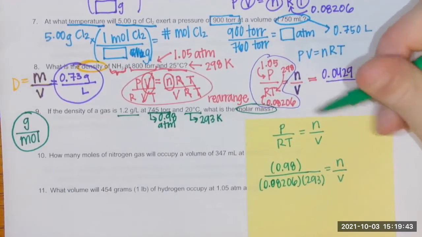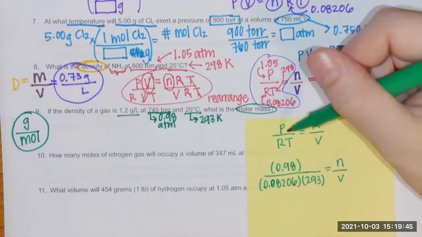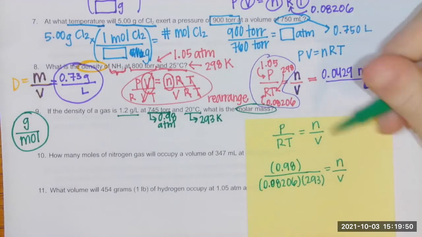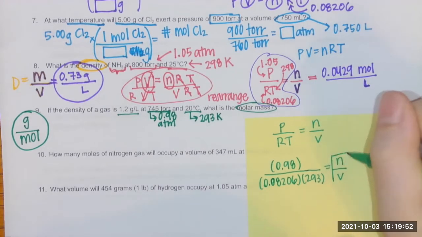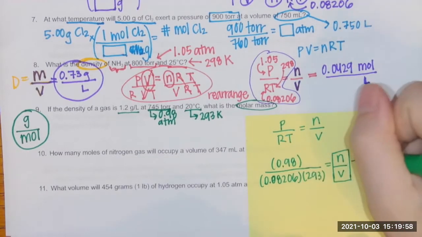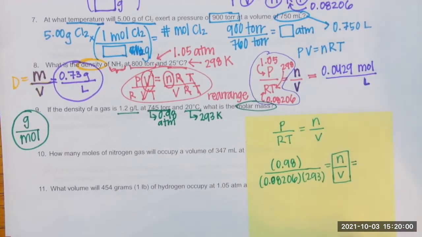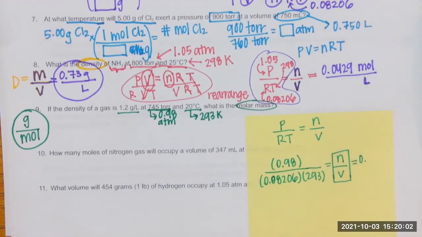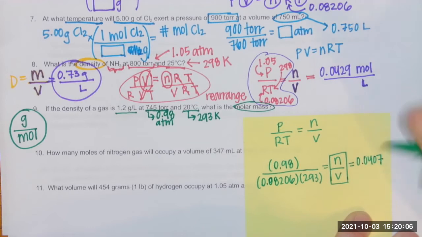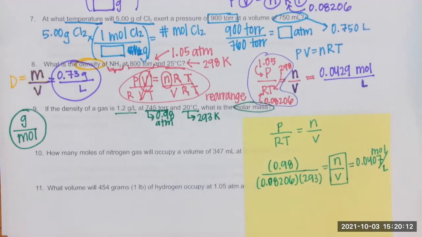My dog was barking. So I plugged in pressure, R, temperature. I'm solving for this ratio of moles over volume. And when I punch this into the calculator, I'm getting 0.0407. The units would be moles per liter.